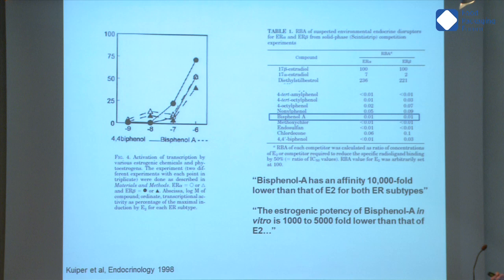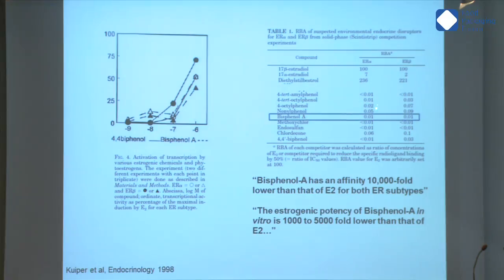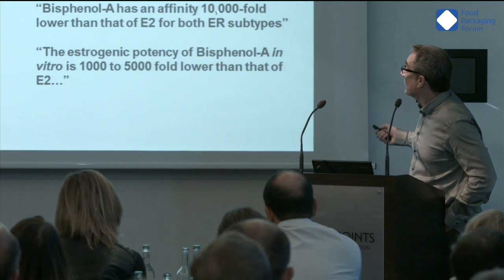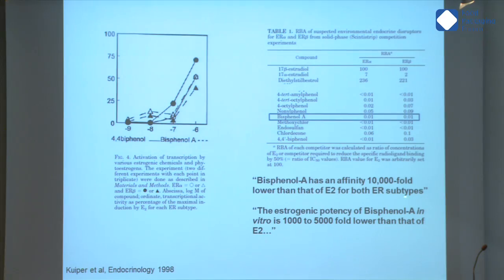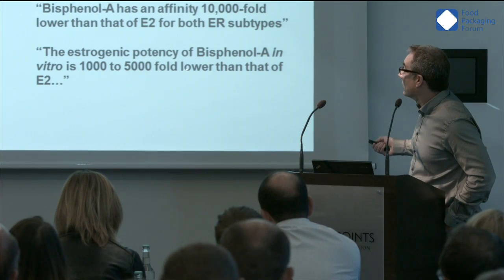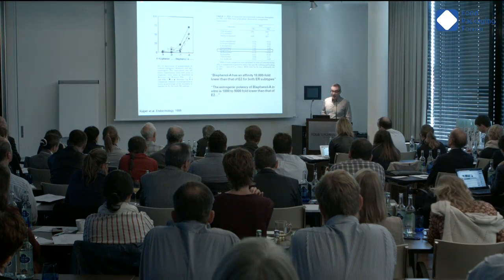But in any case, it was demonstrated years ago, and this is an example, that in cell lines transfected with ER alpha or ER beta, bisphenol A behaves as a weak estrogen when transcription was measured. We can see here that it's necessary to go to 1 micromolar to start having a transcriptional effect. And in this same paper, it was demonstrated that the binding of bisphenol A to ER alpha and ER beta in this transfected cell was very low. Bisphenol A has an affinity 10,000-fold lower than that of estradiol for both ER subtypes, and the estrogenic potency of bisphenol A in vitro is 1,000 to 5,000-fold lower than that of estradiol. So it is a weak estrogen.